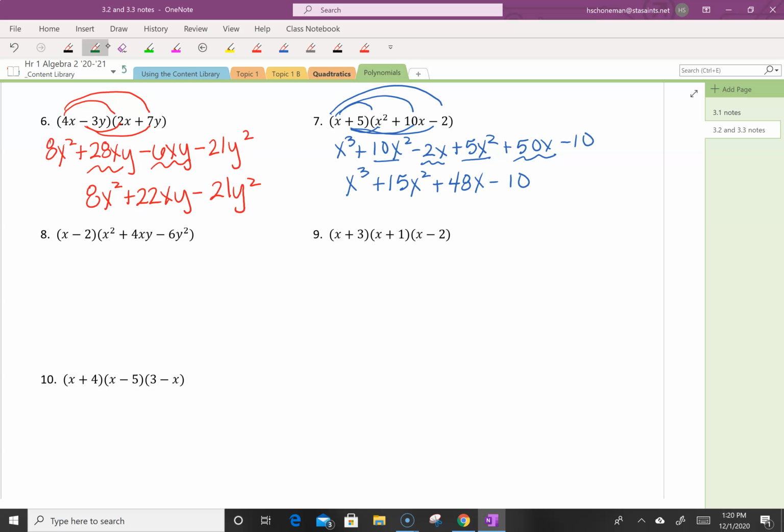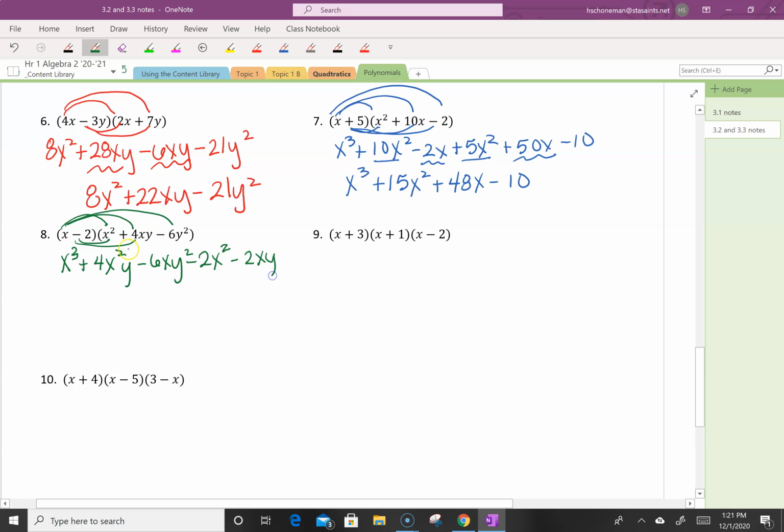All right, let's take a look at number 8. So in number 8, same thing. X times x squared is x cubed. And then we get plus 4x squared y, and then minus 6xy squared, minus 2x squared, minus 2xy. Oh, I did that wrong. Negative 2 times 4 would be negative 8. I apologize, then xy. And then negative 2 times negative 6 would be positive 12 y squared. Now, if I look at this, I don't have any terms that match. There's some that are similar, but none that are matching.